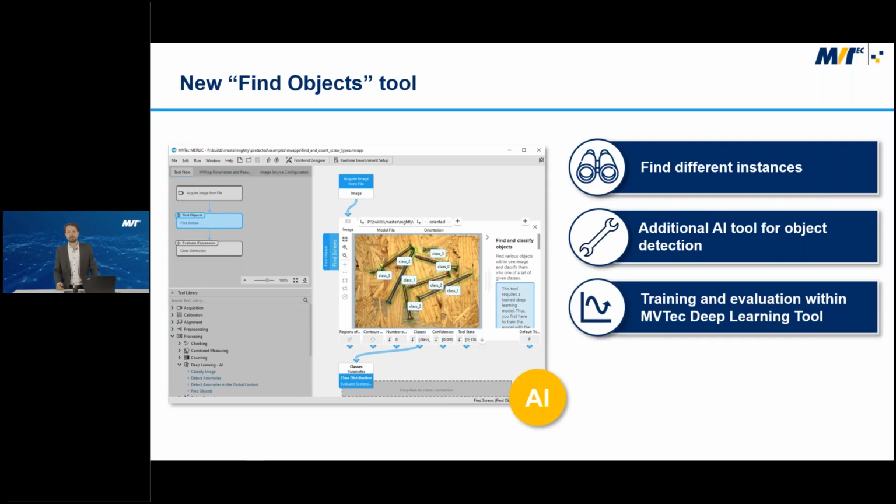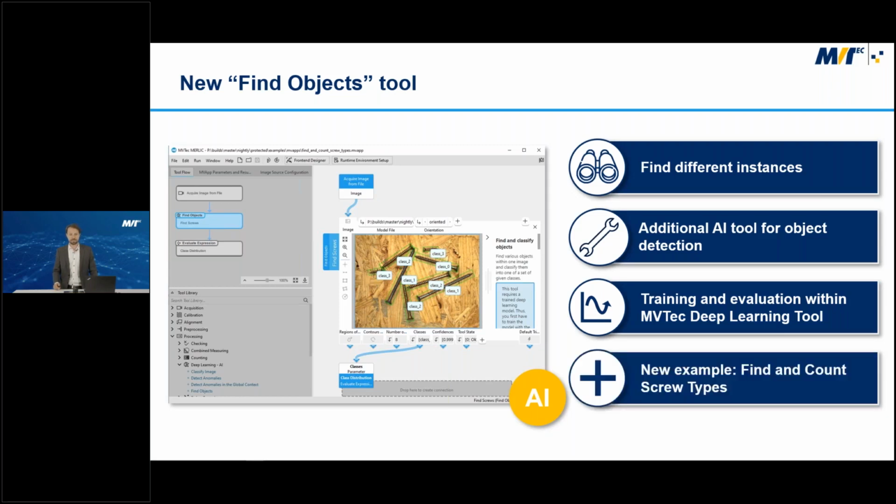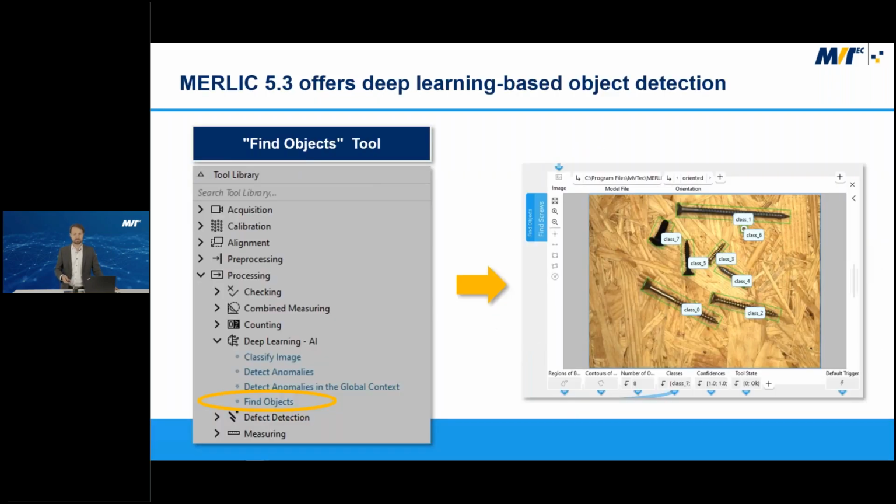The Find Objects tool in MERLIC works in conjunction with the deep learning tool, so training and evaluation will be done outside of MERLIC. And also with MERLIC, we included a new example, and that's the find and count screws example that some of you might be familiar from Halcon. How are you gonna access the new Find Objects tool? So in the tool library under Deep Learning AI, we just added a new tool at the bottom.